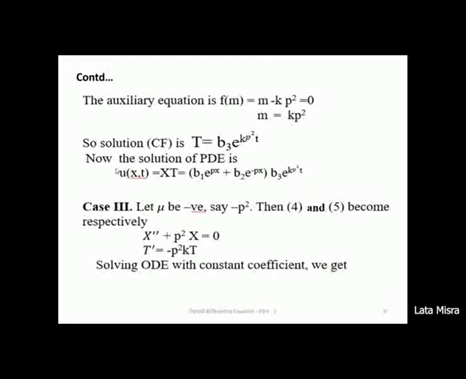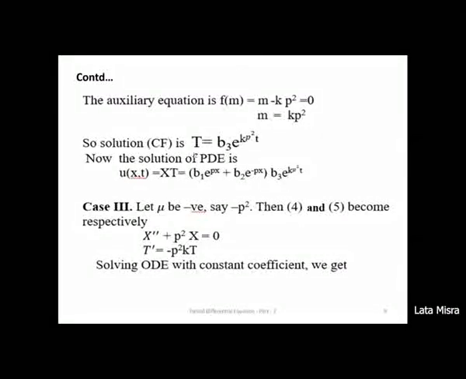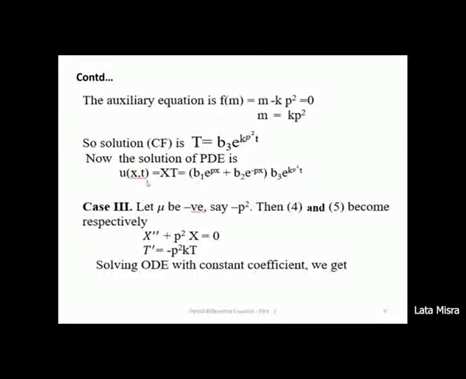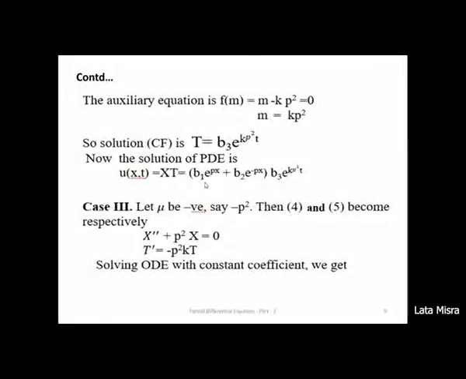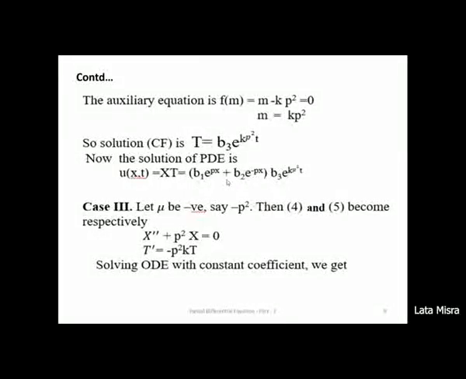So now we have the values of X and T, and we use them in u equals X T. We get the solution of the partial differential equation, and that is (b1 e^(px) plus b2 e^(−px)) times b3 e^(kp²t). So this is the solution when mu is positive, p².